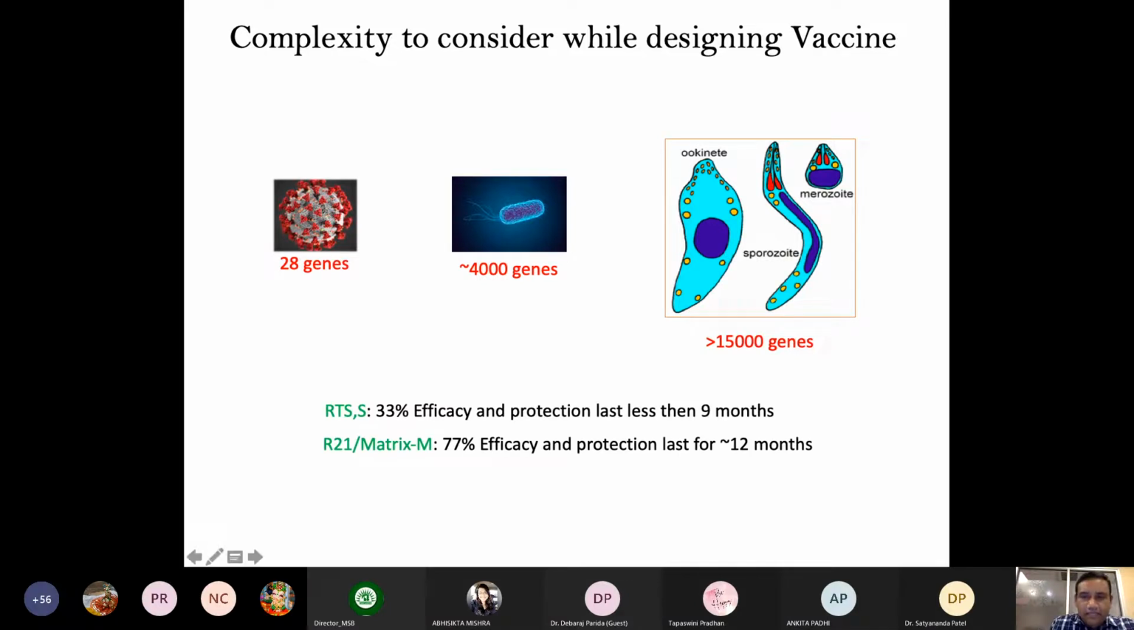I'll give you an example. For the malaria vaccine, RTS,S is the one vaccine that has been approved by the FDA, and it is now being rolled out in Africa. And just recently it has been approved that it can be given to kids globally. It has an efficacy of 33%, which normally went down over a 9-month time period. So think about it: malaria is seasonal, like in Africa, it happens in the rainy season.